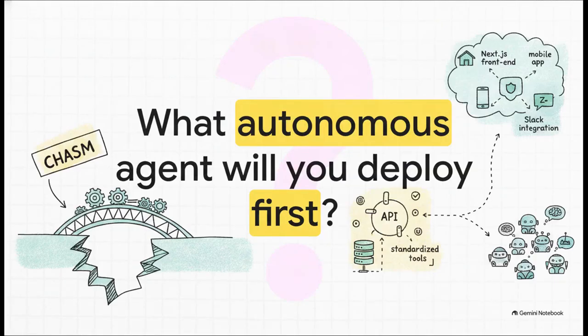And just like that, you've done it. You've crossed the chasm. You are no longer just running little local scripts. You have deployed a secure, token-protected, cloud-hosted API. Whether you want to connect this thing to a sleek Next.js front end, a mobile app, or even a Slack integration, you now possess the power to build the back-end brains for absolutely any UI. The architecture is ready, the tools are standardized. So the only question left for you is, what autonomous agent are you going to deploy first?